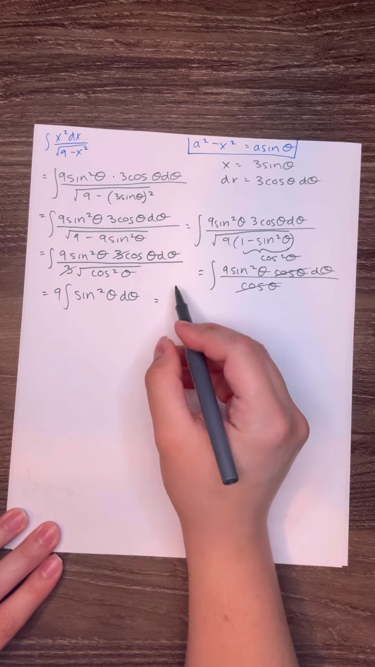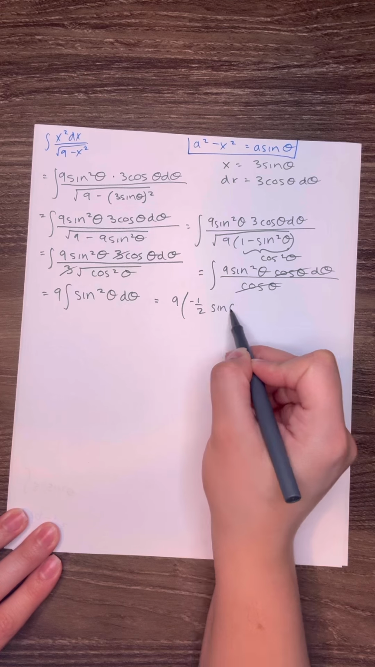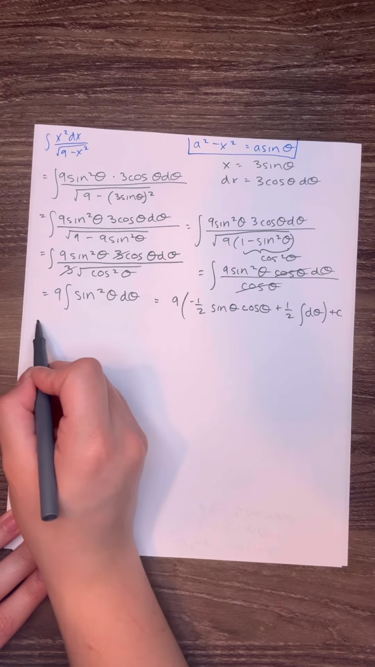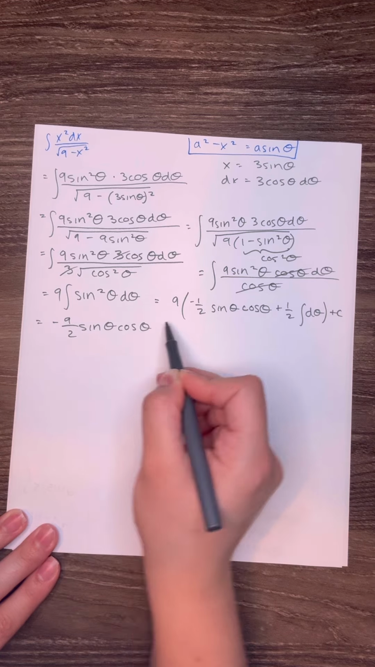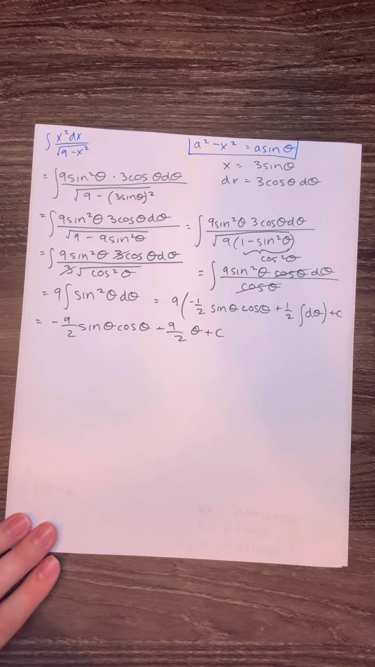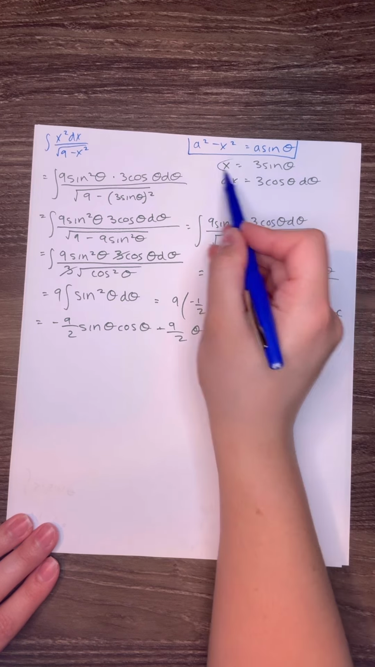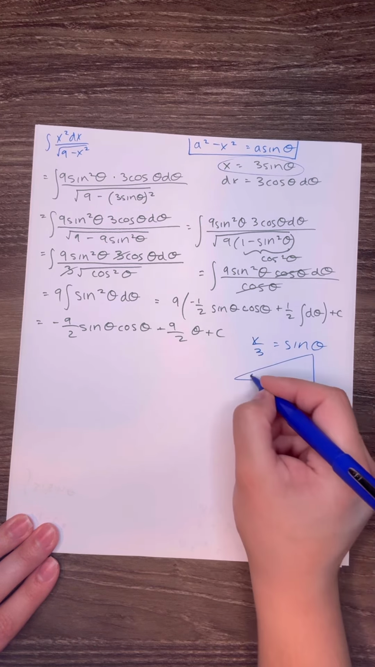times the integral of sine squared theta d theta, which we can solve using the reduction formula for sine to the n power theta. This will leave us with our answer in terms of theta of negative 9 over 2 sine theta cosine theta plus 9 over 2 theta plus c. This is our answer in terms of theta, but we need to replace it in terms of x because x is the variable that was given in our original integral.